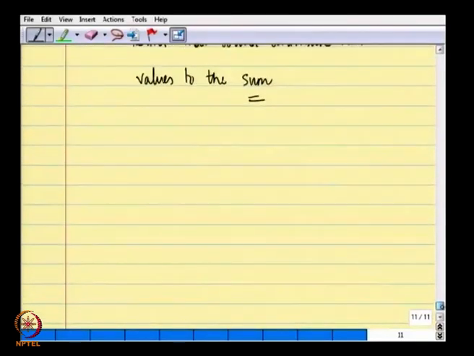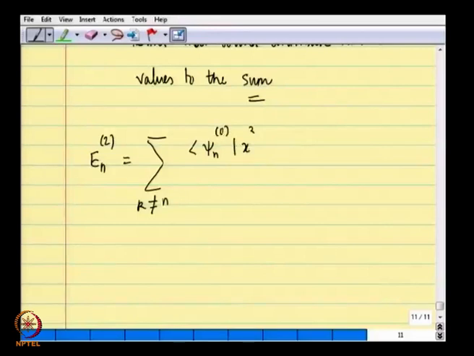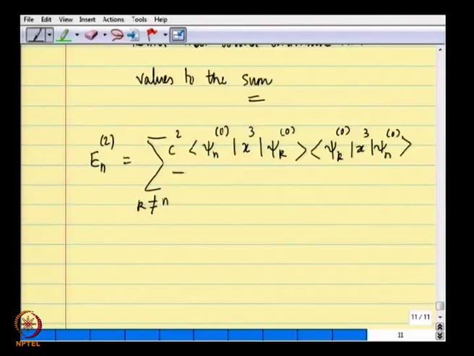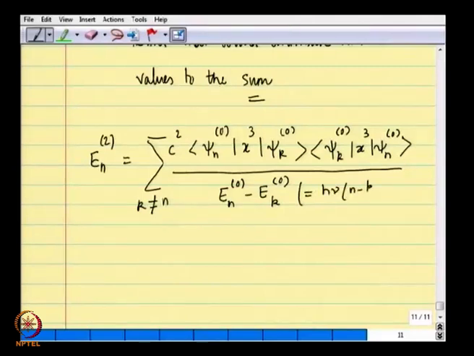In fact, I will state the result, but will verify it later, that if we are looking for second order correction En2 to the harmonic oscillator, and if we do the symbolic writing using the Dirac notation, k not equal to n, psi n0 x cube times c square psi k 0, psi k 0 x cube psi n 0 divided by E n 0 minus E k 0, which is essentially equal to h nu into n minus k. Okay.